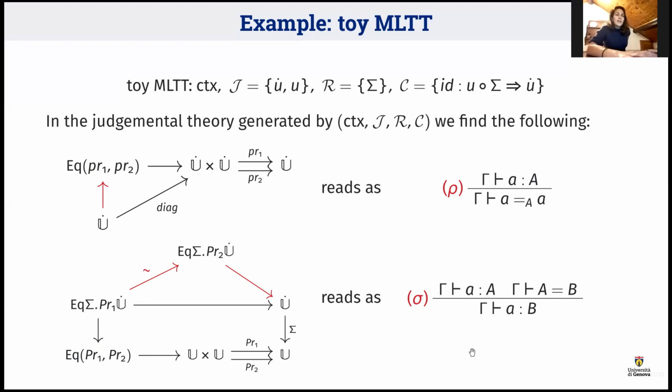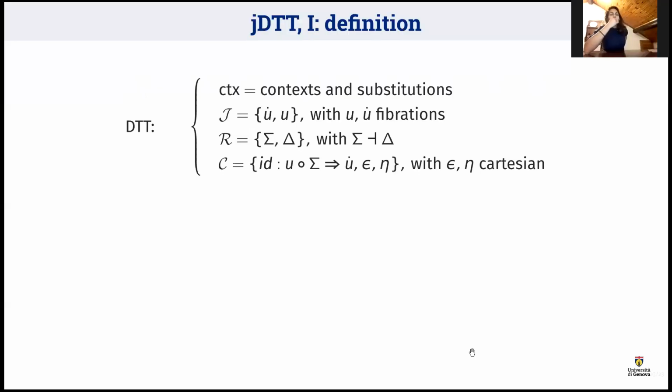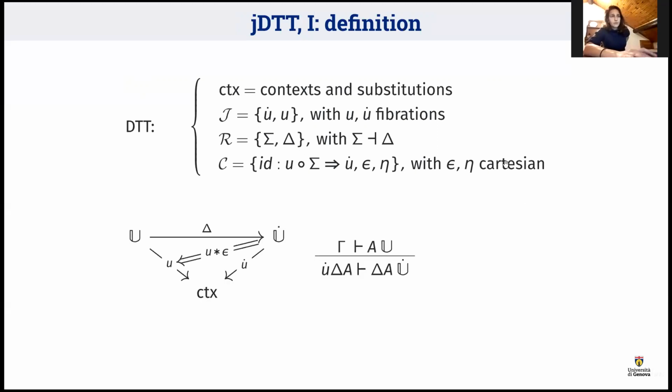Okay, so we can express something this way, but I want to show you that this is actually enough to say a whole lot of things. So we expand our Martin-Löf type theory as such. We again take the category of contexts and substitutions. We ask of U and U dot to be fibrations. Then we extend the rules with the delta, right adjoint to sigma, and these will perform context extensions. And then we just add two cuts, epsilon and eta, the counit and unit of the adjunction, and we ask of them to be Cartesian.